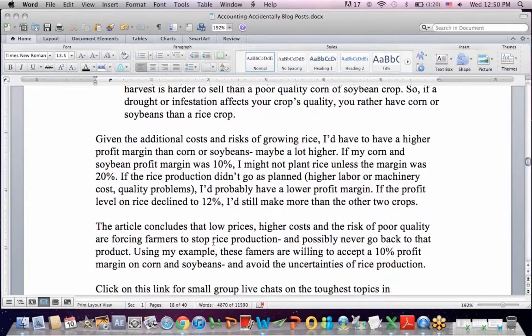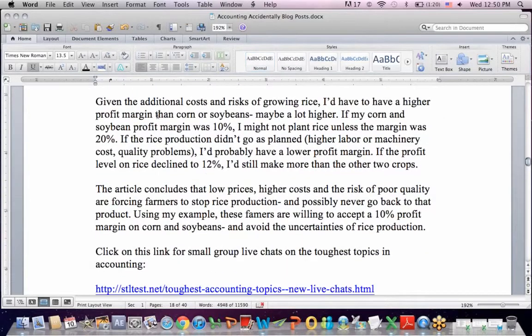So think about it, put your farmer hat on for a minute. You've got additional costs and you've got risks, quality risks of growing rice. So you might want to hesitate before growing rice. At a minimum, it would seem, I as a farmer would want to have a higher profit margin on my rice than corn or soybeans, and maybe a lot higher. So just throwing numbers out there, if corn and soybeans had a margin of 10%, I might not plant rice unless the margin was 20%, a 20% profit margin.